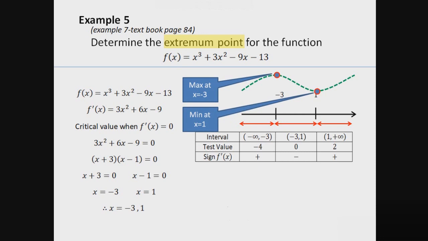For the maximum point, we substitute x equal to negative 3 into f of x, and we get the y value as 14. So the maximum point is negative 3, 14. The minimum point is when x is equal to 1. Substituting, we get the y value as negative 18, so the coordinate of the minimum point is 1, negative 18. The maximum point and the minimum point here are the extremum points.